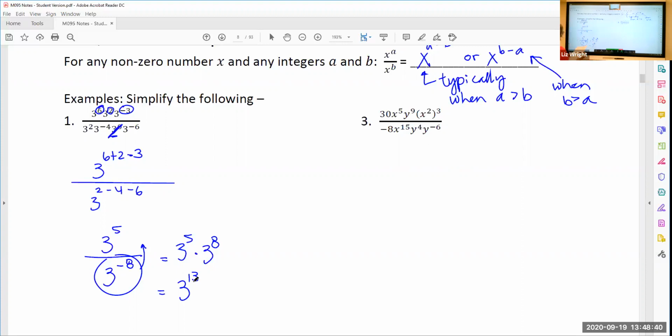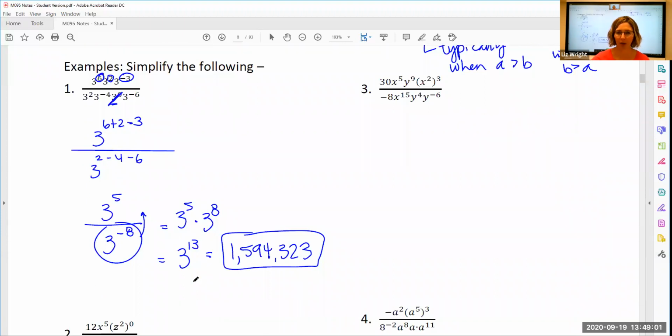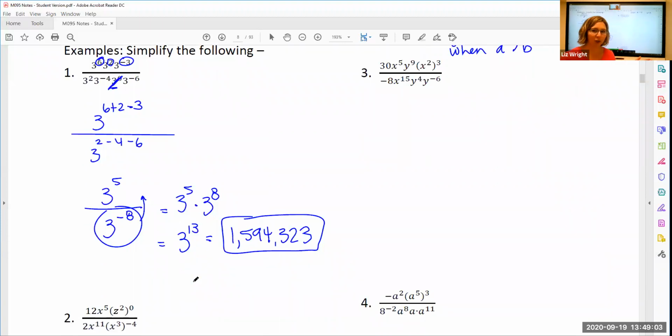When we're evaluating that, again, put that in your calculator. And you're getting 1,594,323 for your answer. So again, make sure you can put that in your calculator on your own, and you're not just trusting me for the number there. You can always double check my work. All right, I'm going to jump over to number 3 because it's right there.